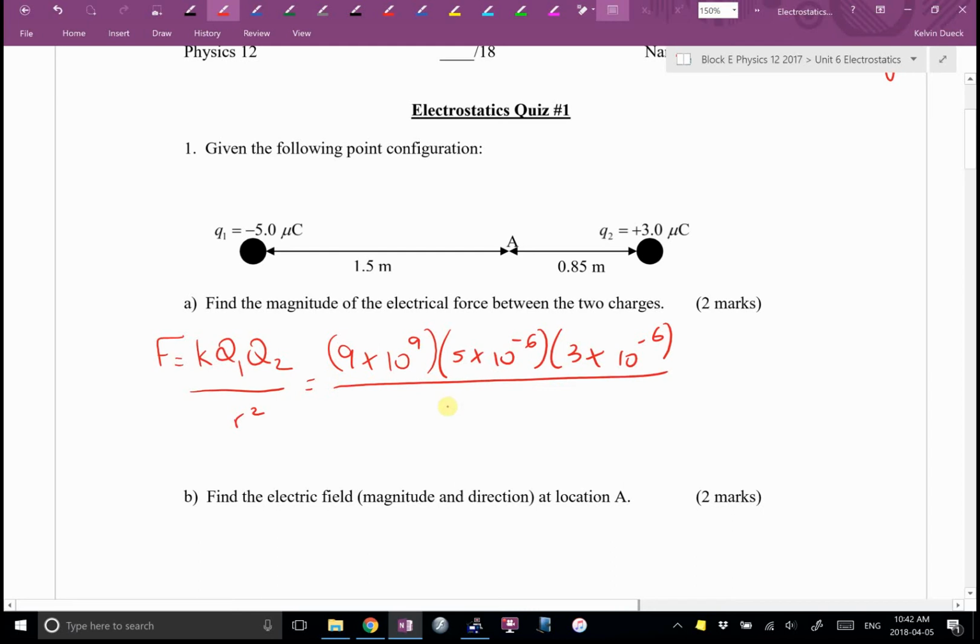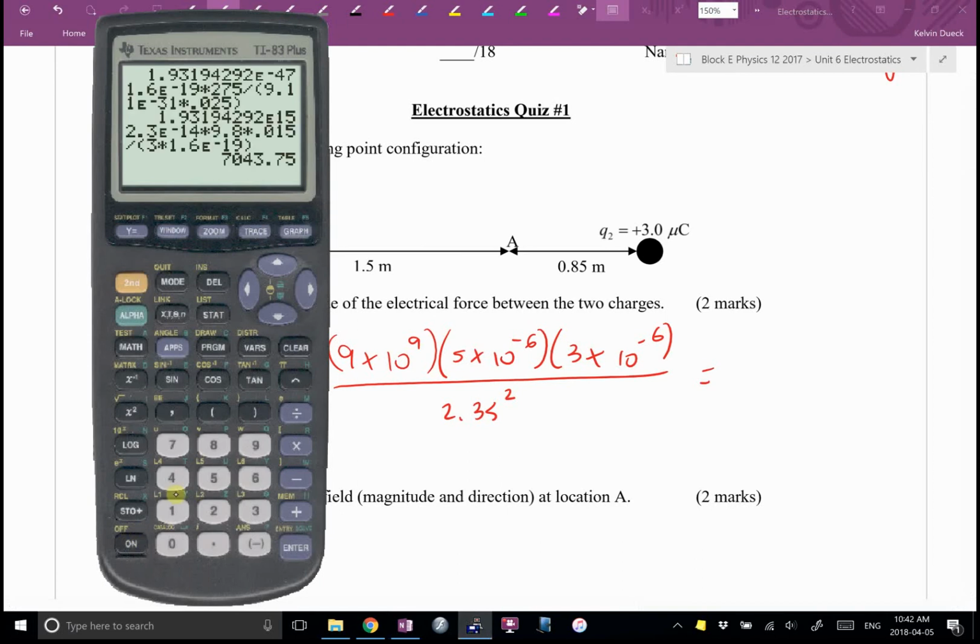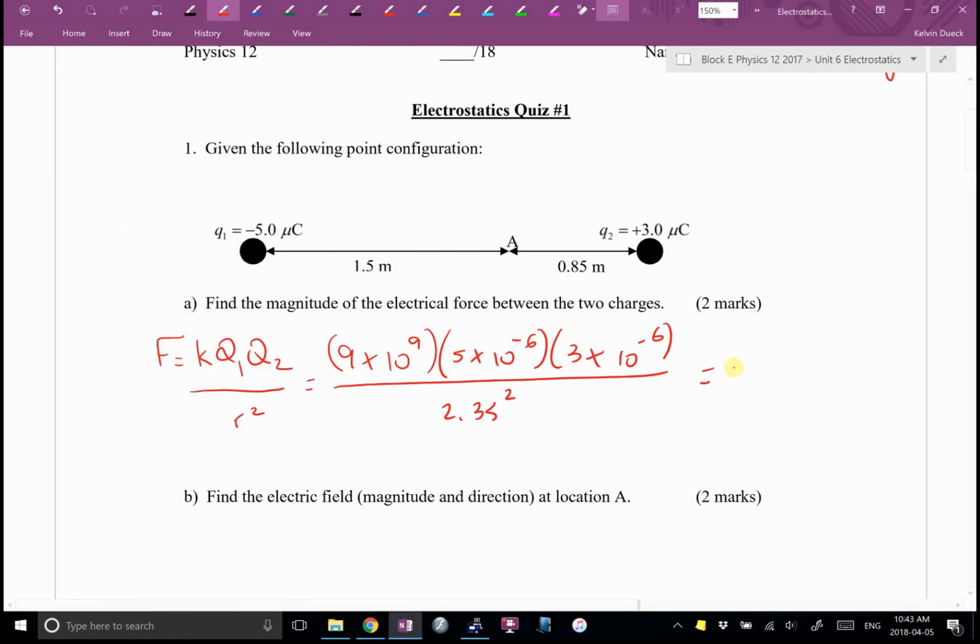And r looks like 2.35 squared. Is that correct? So the force is going to be, this is probably not going to work out evenly, 9 times 10 to the 9th, 5 microcoulombs, 3 microcoulombs divided by 2.35 squared. The magnitude, is it 0.0244, blah, blah, blah? I'm going to write that in scientific notation. I'll go 2.44 times 10 to the negative 2 newtons.